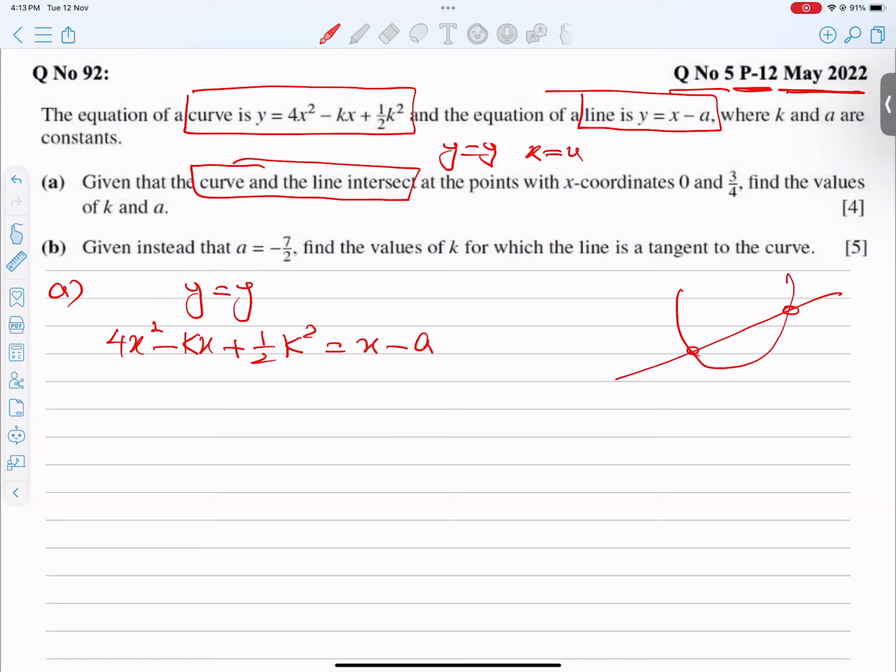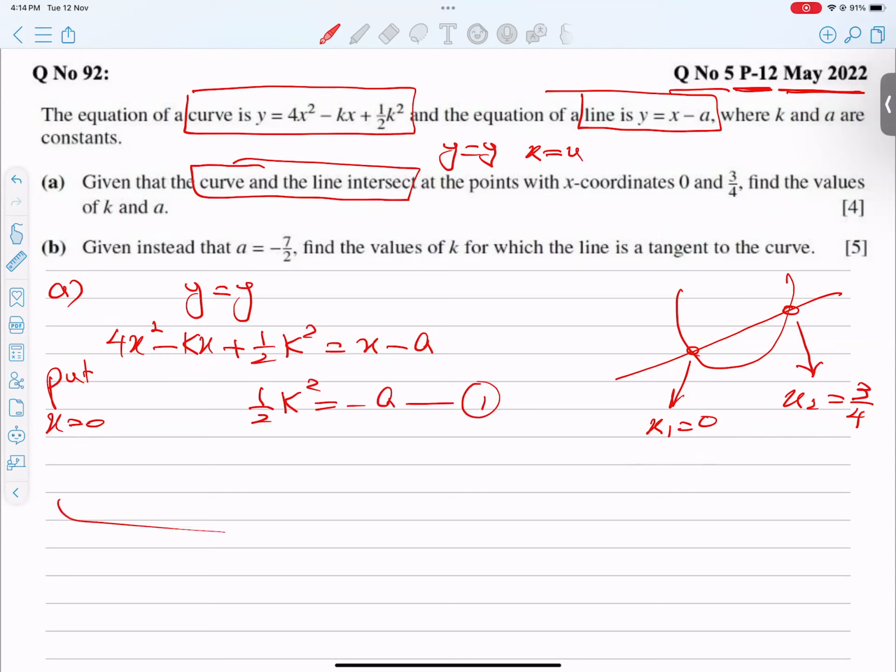There are 2 points, as we know, and he said the x values of the points of intersection are 0 and 3/4. So one x value given by him is 0. Normally he asks us to find it, but in this particular question he has given it to us. Now I'm replacing every x with 0. So put x equal to 0 here and here and here. So these both become 0. What is left on the left and right, I got half k square is equal to negative a. Equation number 1.